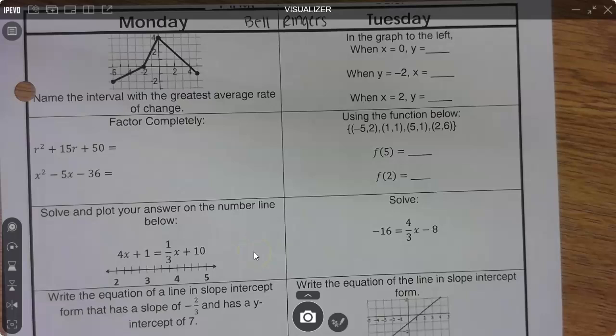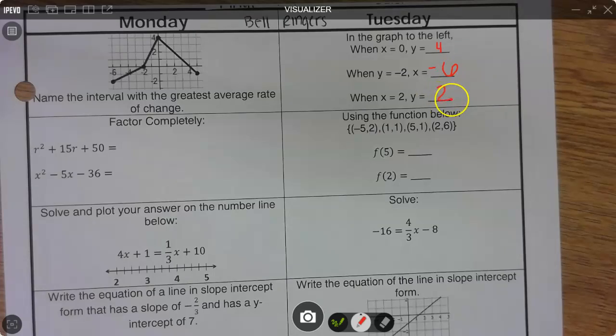Using the graph to the left, when x is equal to 0, what is y? In this case, y is 4. When y is negative 2, what is x? Well, now, when y is negative 2, x is negative 6. So you go backwards. And then when x is 2, what is y? Y is 2.